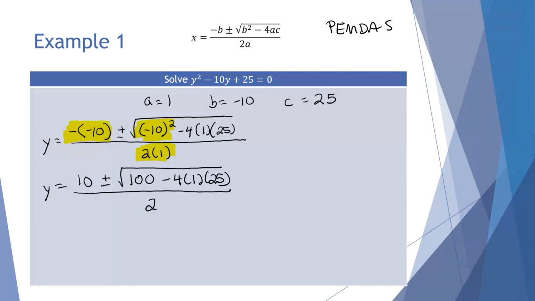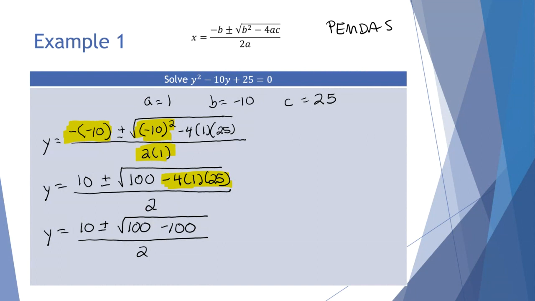So now I have no more exponents. I want to simplify inside the square root, so next is the multiplication. So I'm going to be doing 4 times 1 times 25. And you could include this minus to make it a -4. So I'm going to have y equals 10 plus or minus square root 100, and then negative 4 times 1 times 25 is negative 100. So that's going to be minus 100, all divided by 2.